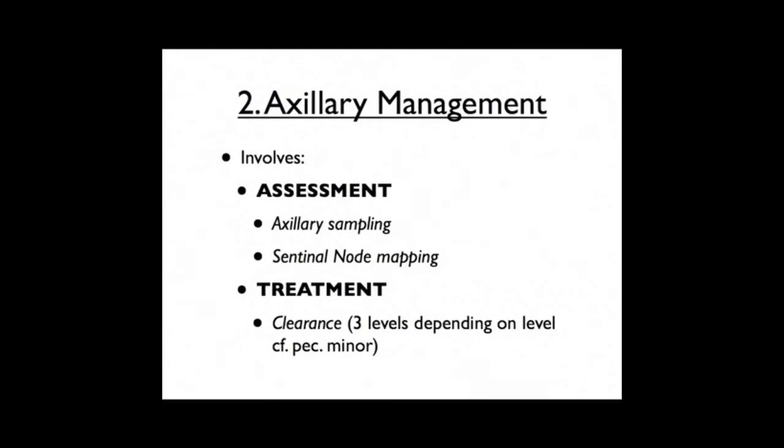And finally, then there's treatment, and this involves clearing the involved lymph nodes, and it can be done at 3 levels. So level 1 is below pec minor. Level 2 is behind or underneath pec minor. And level 3, which is a total clearance, is above pec minor.